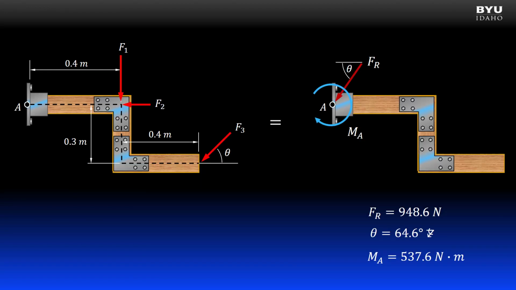Let's quickly review our results. Our original system is on the left, and our equivalent simplified system is on the right. We simplified the 3 forces acting at various locations and in various directions into a single force and a single moment acting at point A. We have both the magnitude and direction of the resultant force and moment.